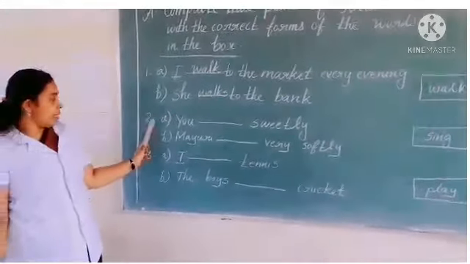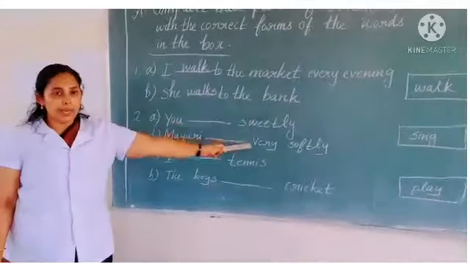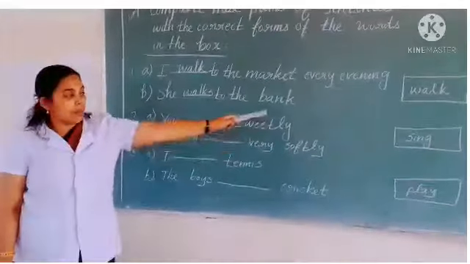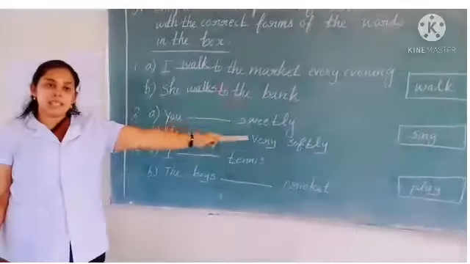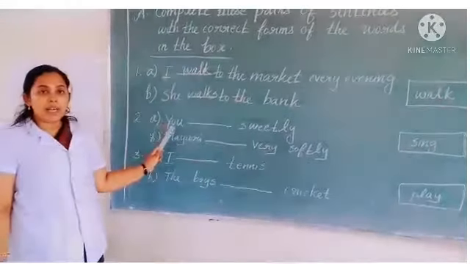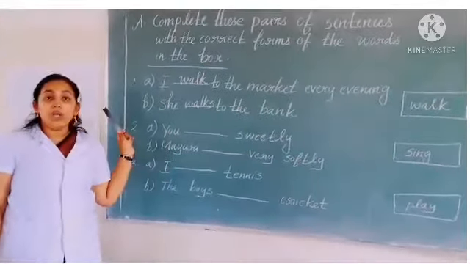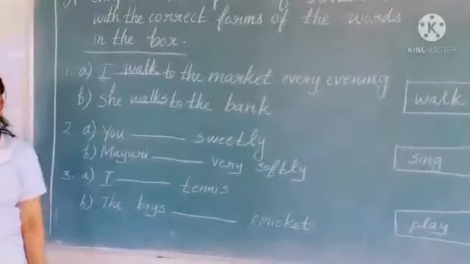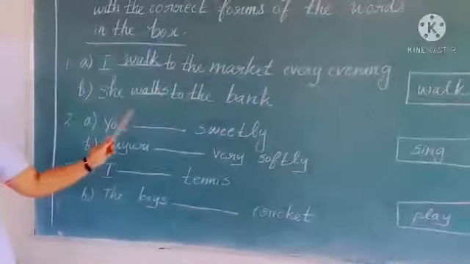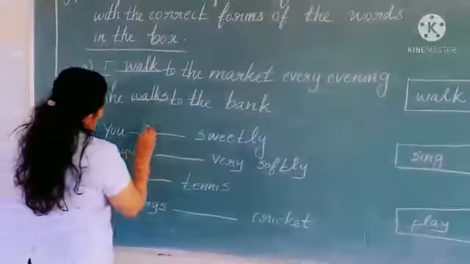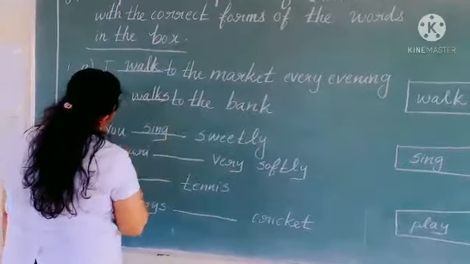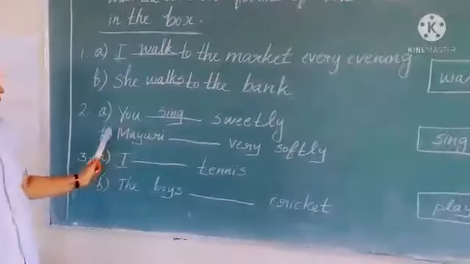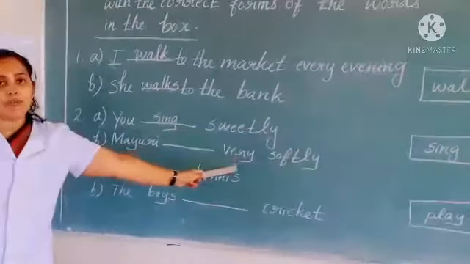Second set of sentences, A, you dash sweetly. B, Mayuri dash very softly. Here the given word is sing. So which is a noun here? Yes, you is a noun. You we can consider as plural noun. So in such cases we can write only the verb. So we can write sing. We do not add s with the verb. So you sing sweetly.